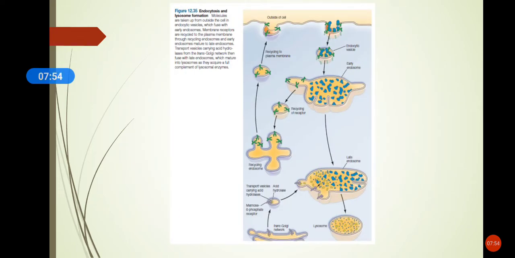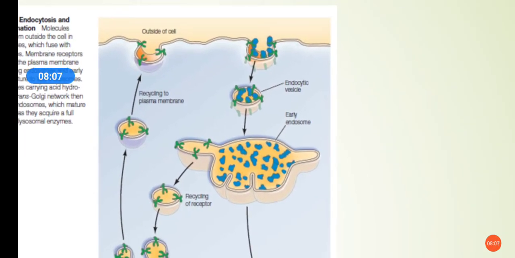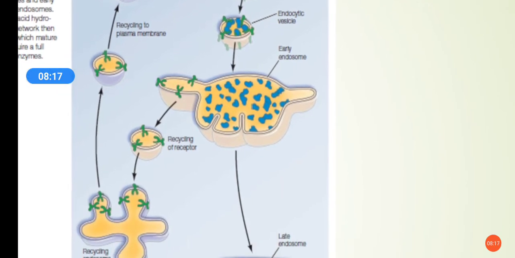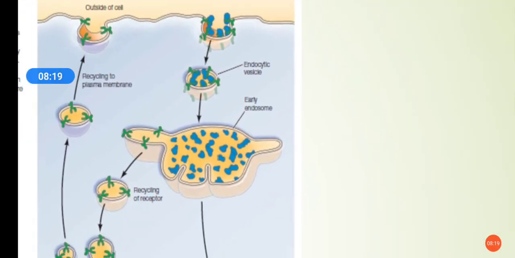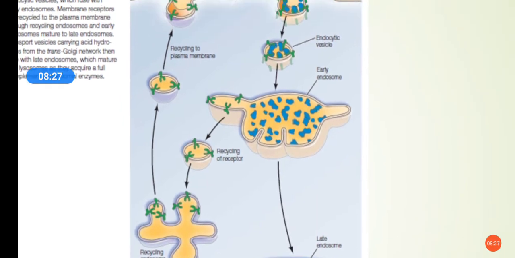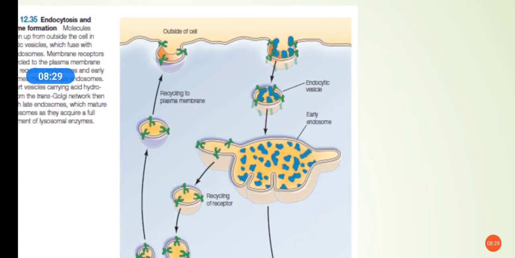This is the figure depicting the whole process, that is, endocytosis and lysosome formation. Both are interconnected and both are functions of lysosomes. Here you can see the plasma membrane, invagination and extracellular materials. This is the endocytic vesicle, and then they develop into early endosome. Some are to be recycled back, so they are recycled by the recycling endosome back to the plasma membrane.